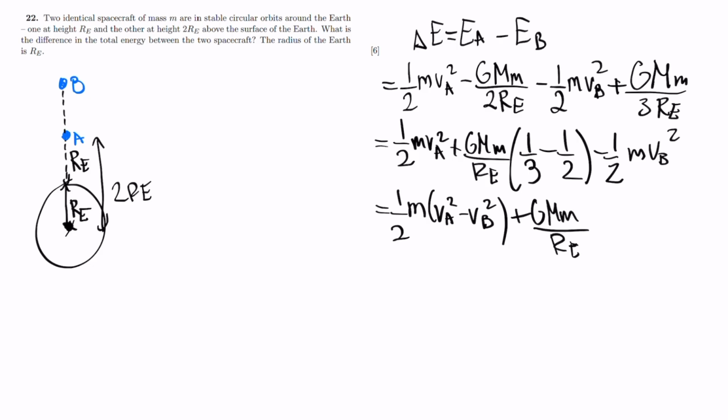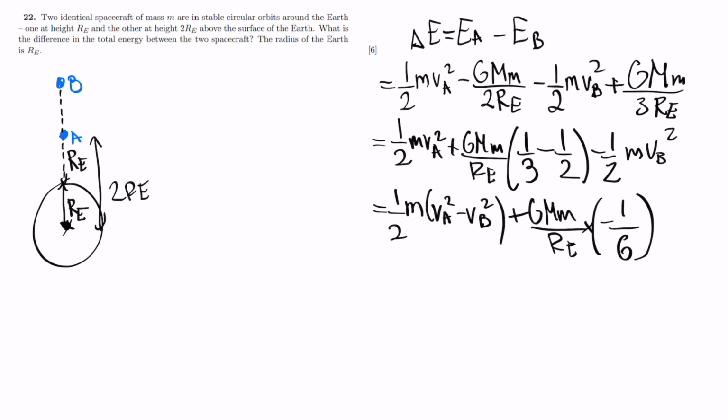Now 1 over 3 minus a half, this here is just going to give me a factor of minus 1 over 6. So one way to figure out the speeds in orbit is just to use the fact that they're circular orbits. So we can always in general say that for a circular orbit, the centripetal force is provided by the gravitational force. So let's just quickly rederive this expression.